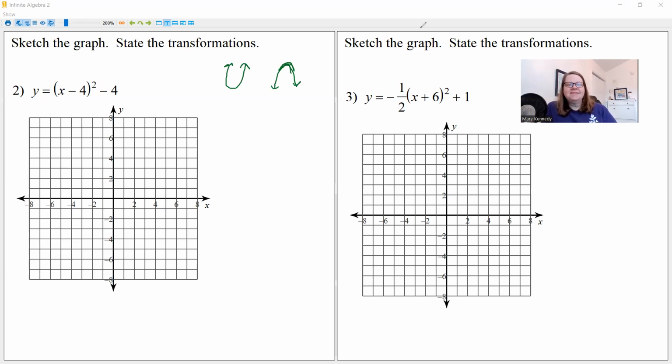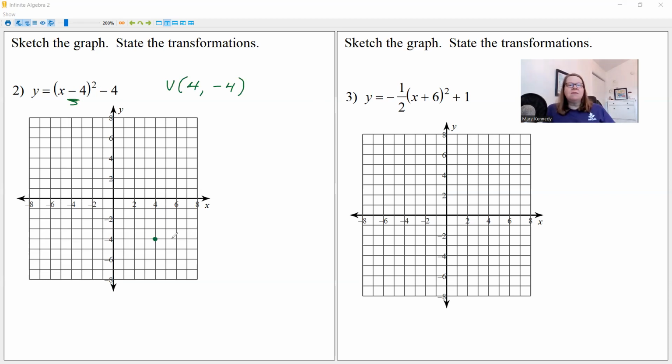And so we'll start with the first one. When you see the parentheses and the squared like that, then this is in vertex form. And so we know the vertex is the opposite of the number in parentheses, so 4, and then the number at the end, which is -4. So notice what happens. The number in parentheses becomes the opposite sign, but the number at the end stays the same. Okay. So our vertex is at 4, -4. So I'm going to go right 4 and down 4 and put a point.